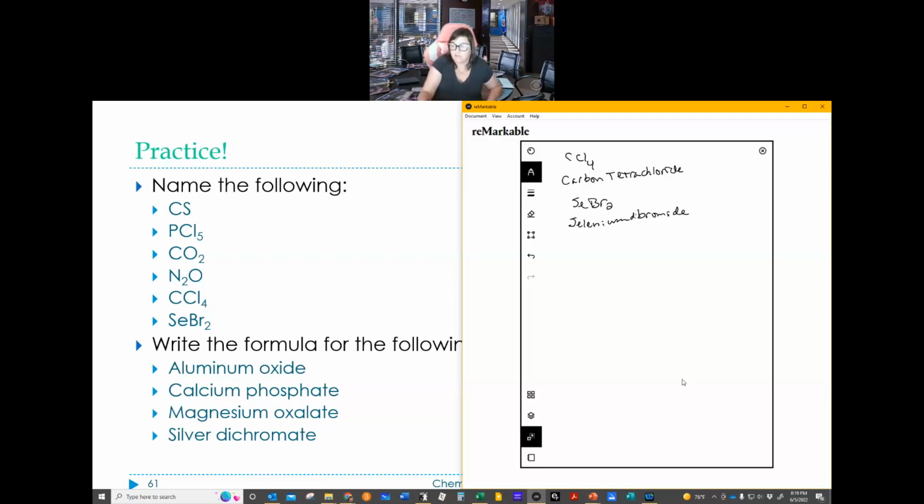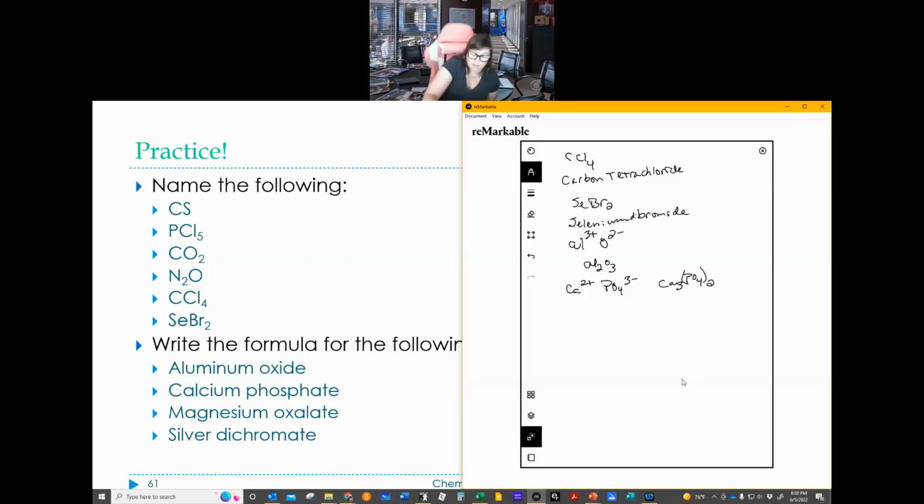Okay? So now we're going to write the formulas. Formula for aluminum oxide. Aluminum is Al. Oxygen is O. This is 2 minus. This is 3 plus. So that's going to be Al2O3. Calcium phosphate is going to be Ca 2 plus. Phosphate is PO4 3 minus. And so that's going to be Ca3(PO4)2.